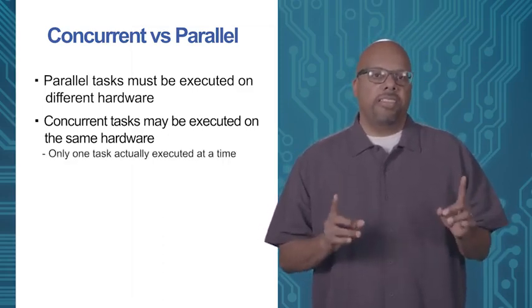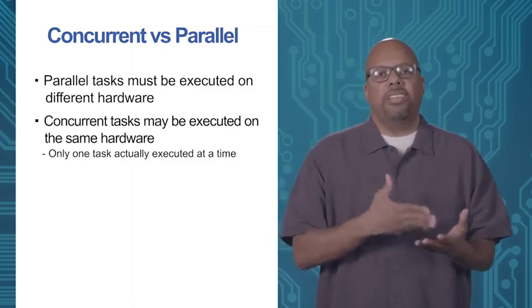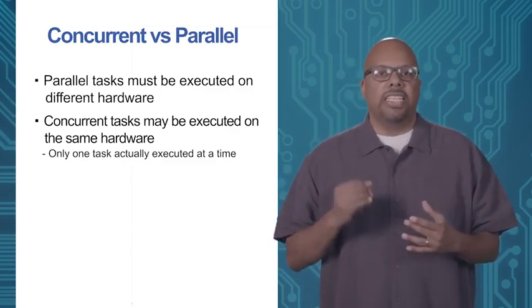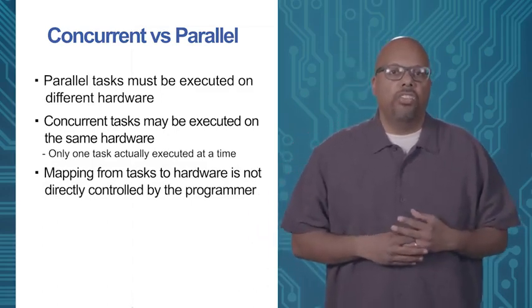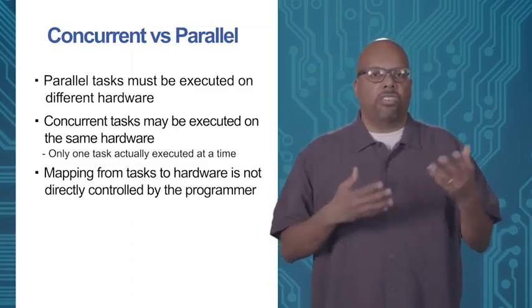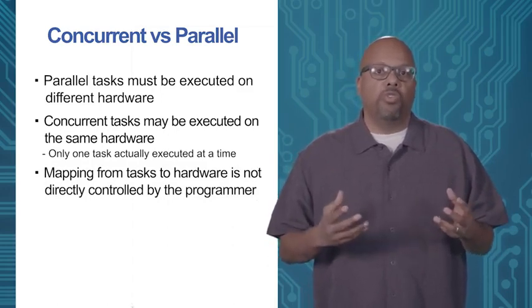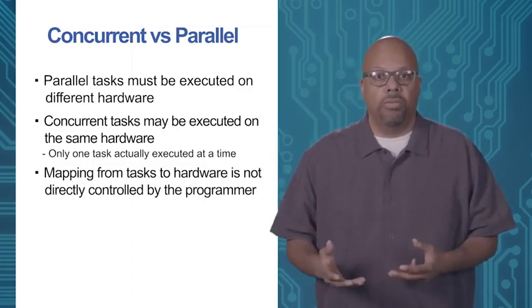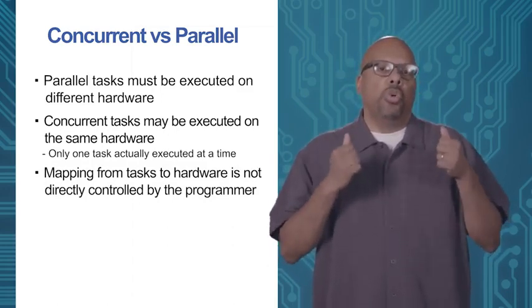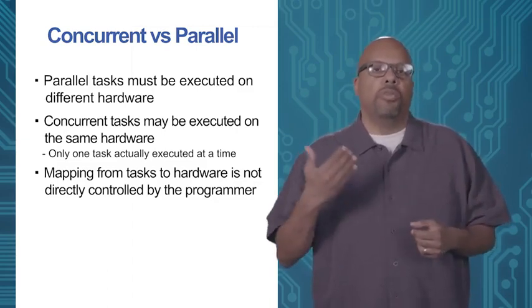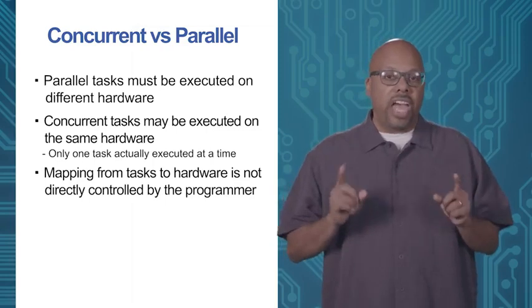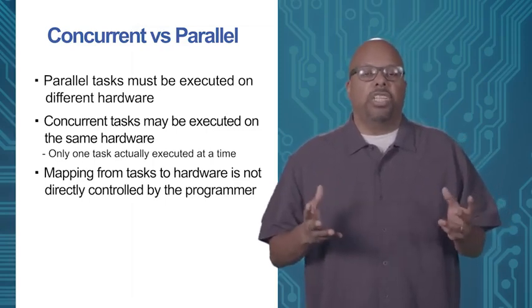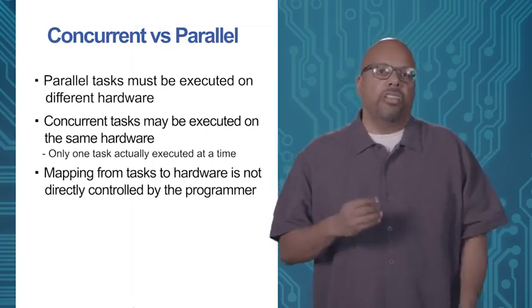So this process of mapping the tasks to hardware is not directly controlled by the programmer. When I say mapping the tasks to the hardware, you've got these tasks, task 1, task 2, that you need to perform on some hardware, core 1, core 2. And determining which core is performing which task, that's what I'm calling hardware mapping. That is not directly controlled by the programmer. Okay, and certainly not in Go.